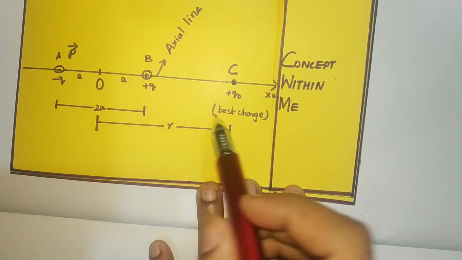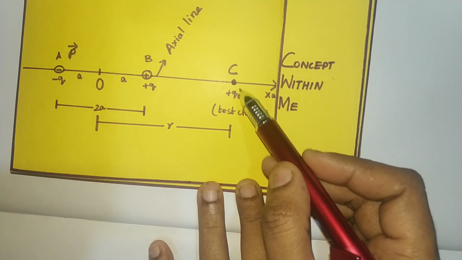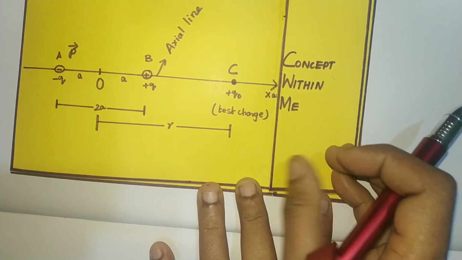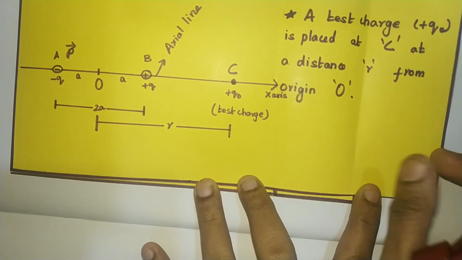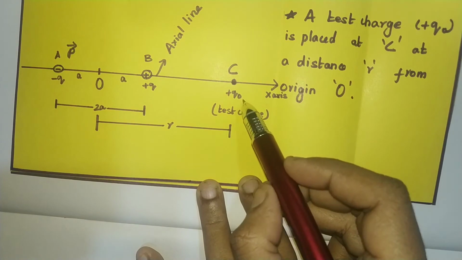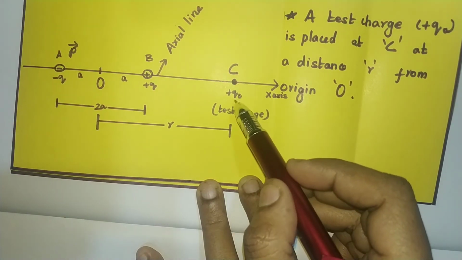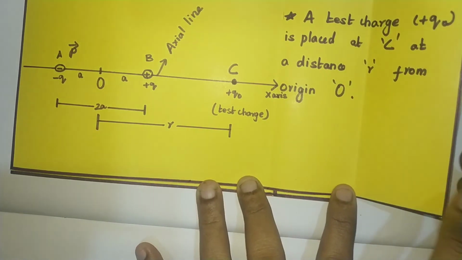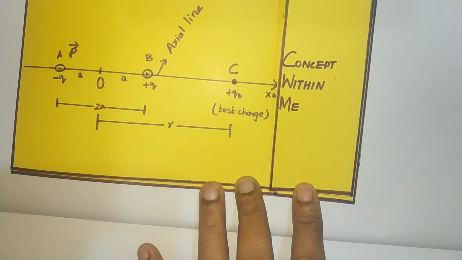Here we have marked the point C and there is the test charge plus Q naught. What is the concept within me? A test charge plus Q naught is placed at point C at a distance R from the origin. Okay. Now we move on to the next concept.